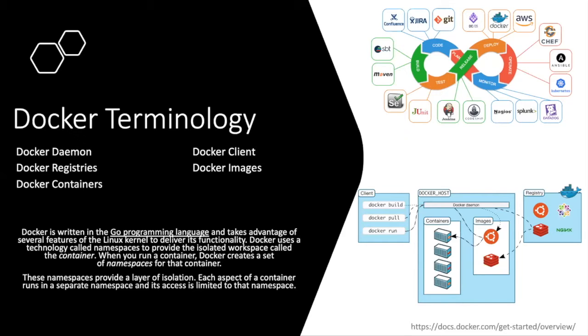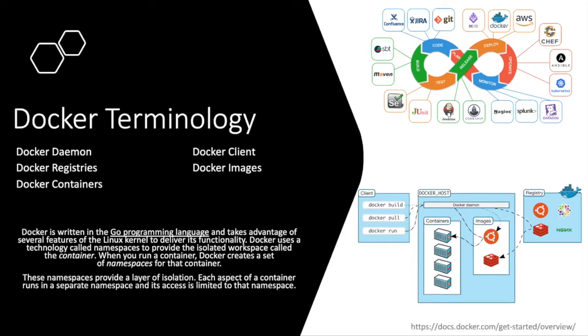Right. So one note here is Docker is written in the Go programming language and takes advantage of several features of the Linux kernel to deliver its functionality. Docker uses a technology called namespaces. These are Linux kernel level namespaces, and they help provide isolated workspaces called containers. When you run a container, Docker creates a set of namespaces for that container, and each namespace provides a layer of abstraction. These topics could be a little bit advanced.